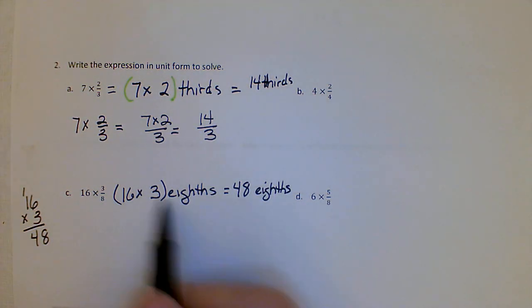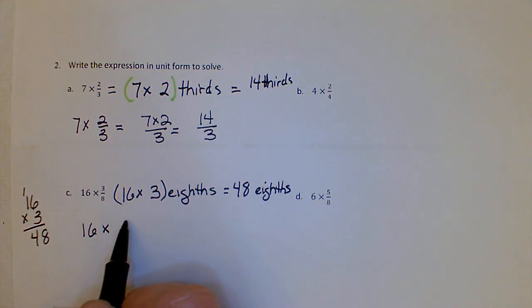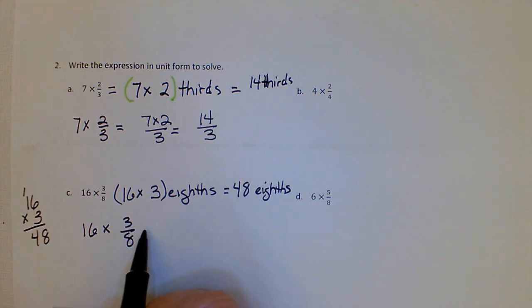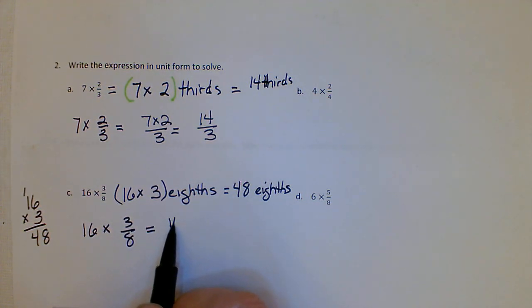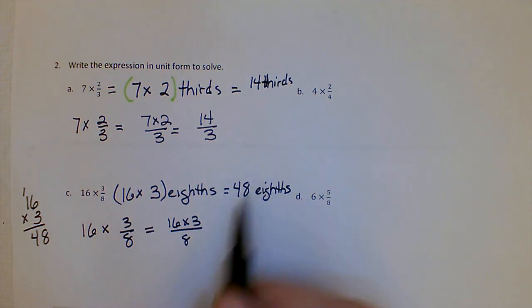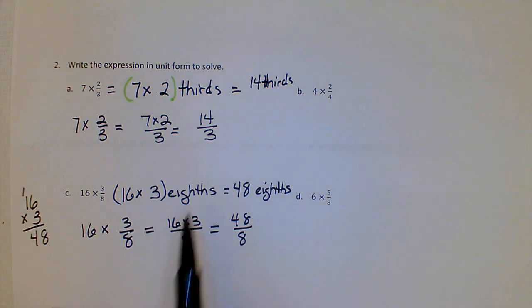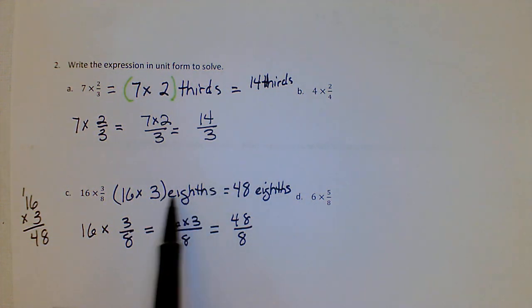Now again, I can also do this numerically. I can do 16 times 3/8, which is going to be equal to 16 times 3 over 8, and that's going to give me that 48/8. Okay, so you have it 2 different ways. One is where you're showing what the units are here on the side, and then here we have it numerically.